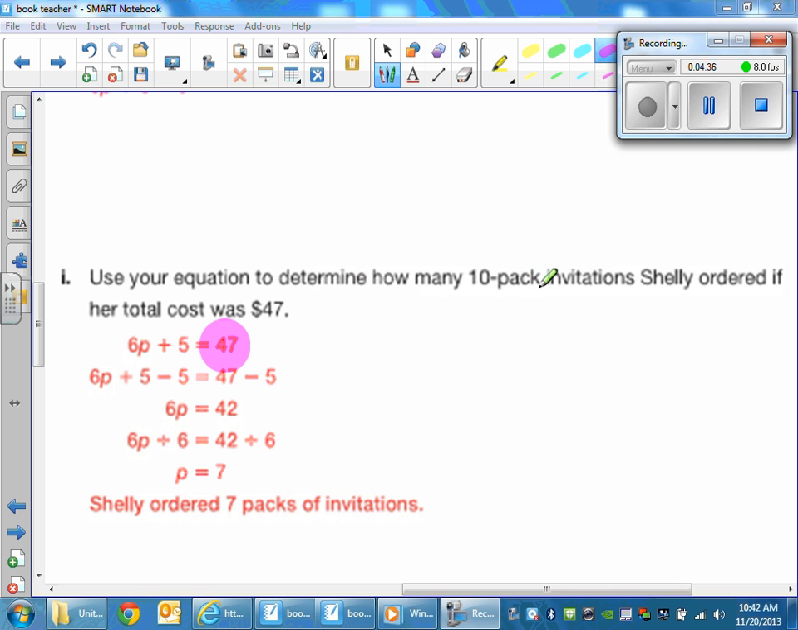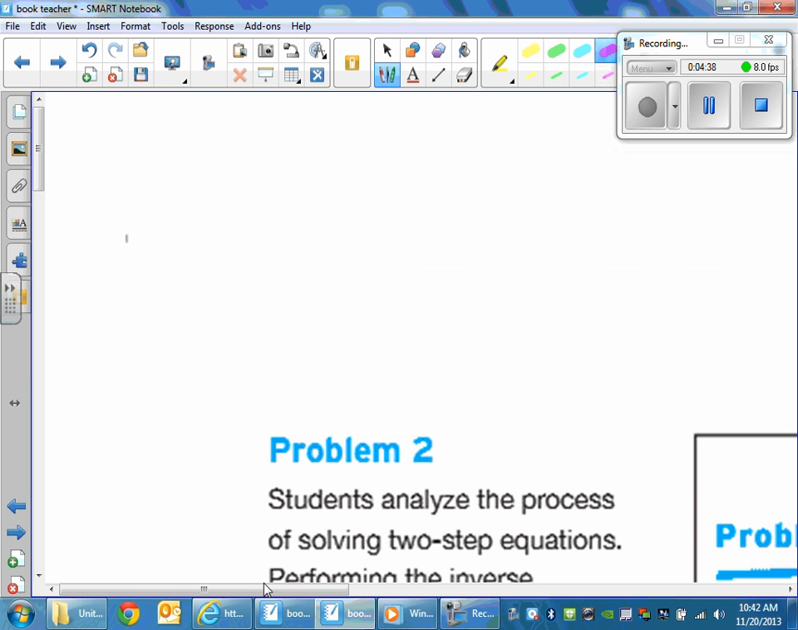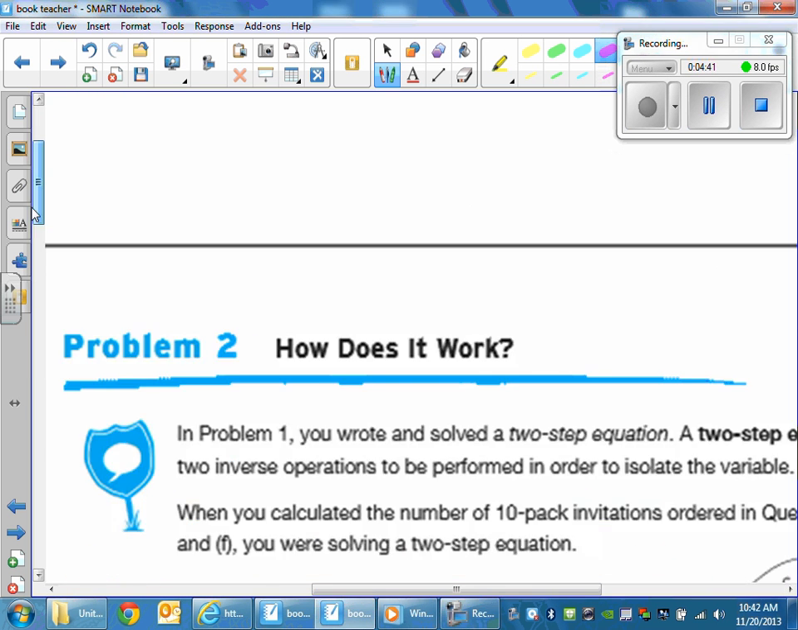Yes, 7. Shelley ordered 7 packs of invitations. Let's look at the next page. Number 2. This is talking about how does it work.